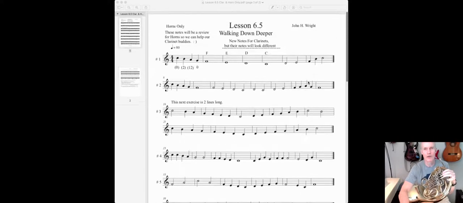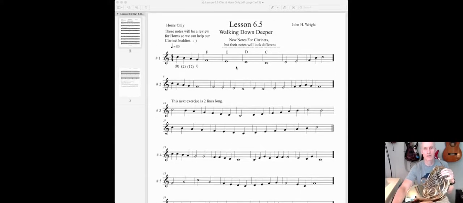So hopefully this exercise that we can play along with our clarinet buddies, these are old notes that fall under their fingers as they learn their low notes. They're having to learn how to seal off each of the tone holes in the clarinet. So this is a lesson we could play along with them to help them along.